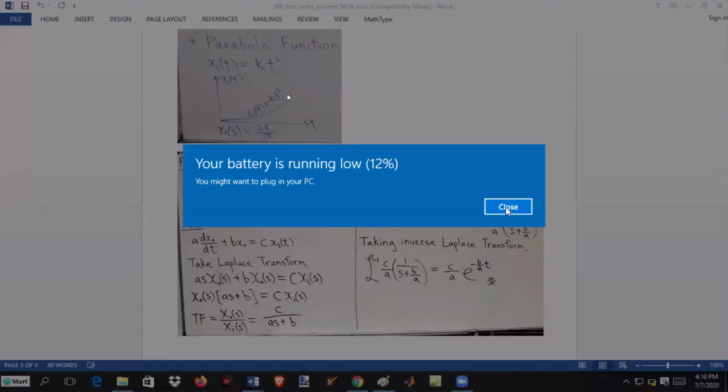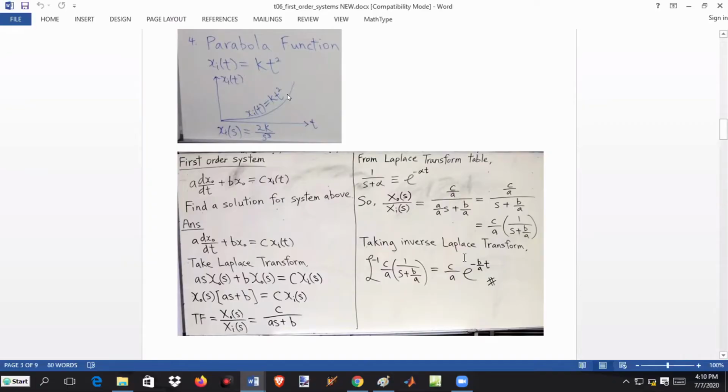C over A is a constant, so you take it out. Then take the inverse Laplace transform. The answer will be like this because we have a constant here. So minus B over A is the alpha here. So it's quite simple. This is very basic.